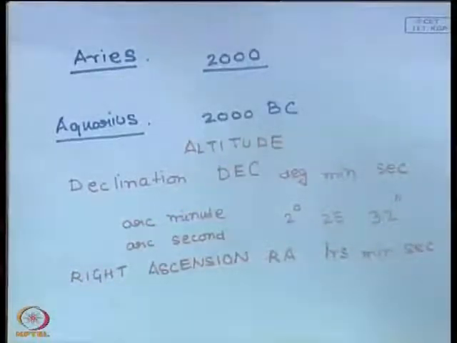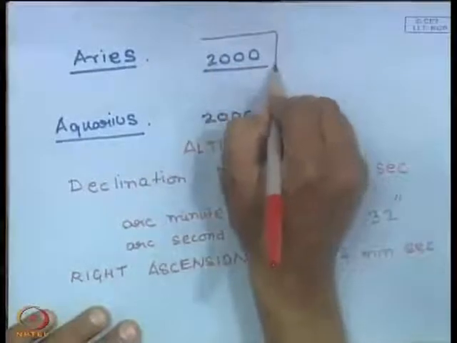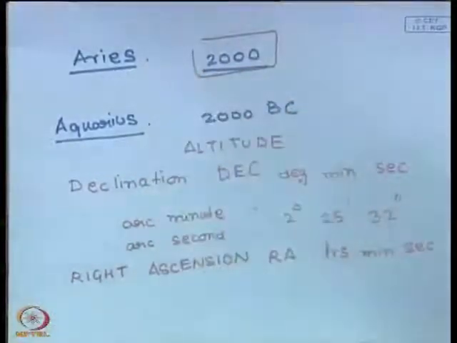Okay. And 0 corresponds to the position of the spring equinox. So if you have an RA and declination coordinate system, say specified in the year 2000, then it will be the spring equinox of the year 2000. The spring equinox, as I have told you, changes position with time. So you have to specify the year whose spring equinox you are referring to.